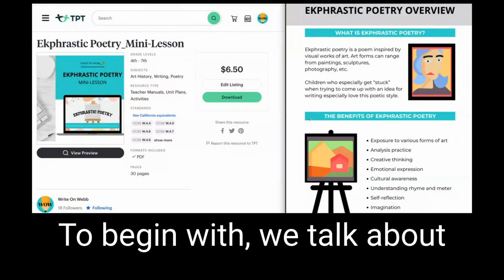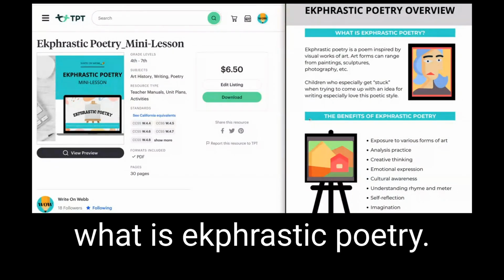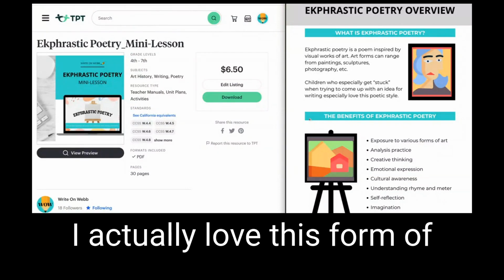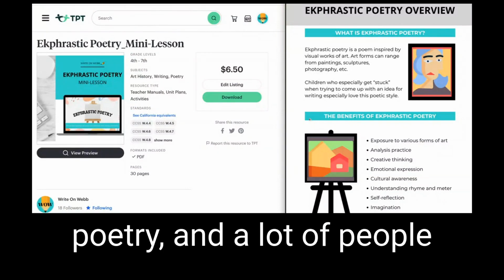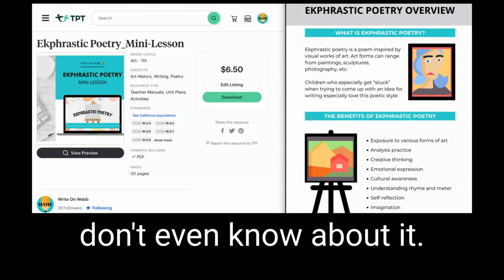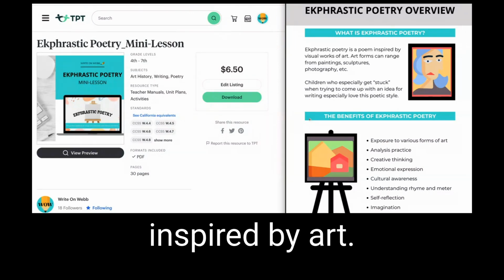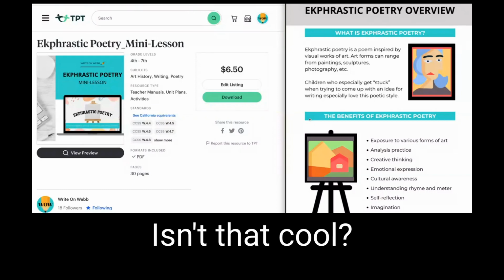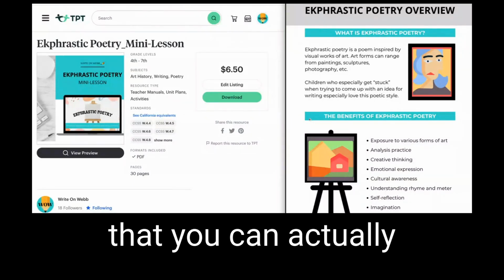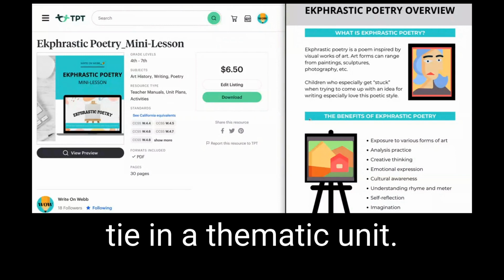To begin with, we talk about what is ekphrastic poetry. I actually love this form of poetry, and a lot of people don't even know about it. They've not heard of this style. It's poetry inspired by art. Isn't that cool? What that means is that you can actually tie in a thematic unit.